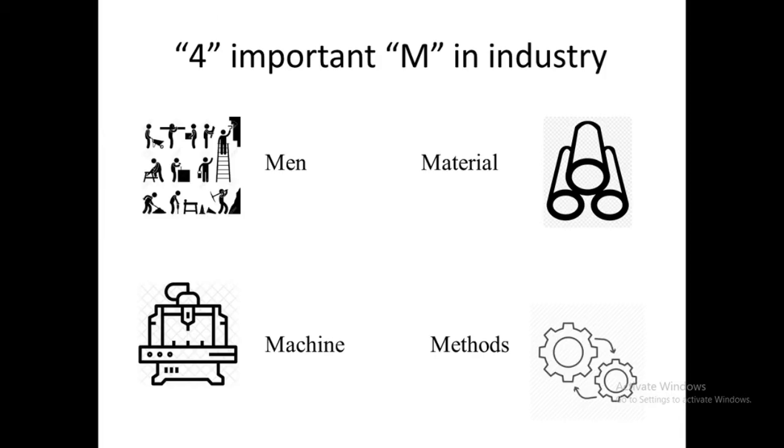In industries there are four important cases, which are called 4M. What is 4M? Men, machine, material, and methods. Here men means the number of labor required to operate the machines or methods operations, and also the number of materials required to complete the process, the number of machines required to complete the operations, and the sequence of operations based on the methods available with that machine. These are all the important things available with the industries, which is called 4M.